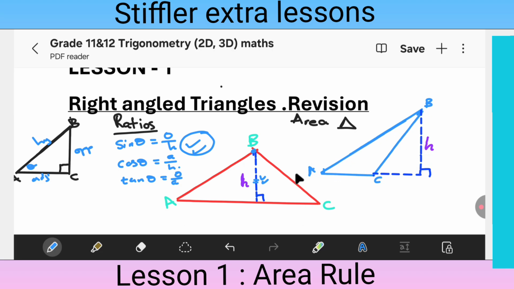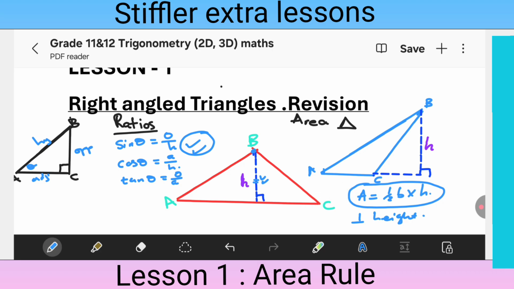But either way, we can find the area of these triangles using the area equals half the base multiplied by the perpendicular height. This is what we use to find the area of any given triangle if we know the perpendicular height. So the perpendicular height is very important if you're trying to find the area of the triangle.